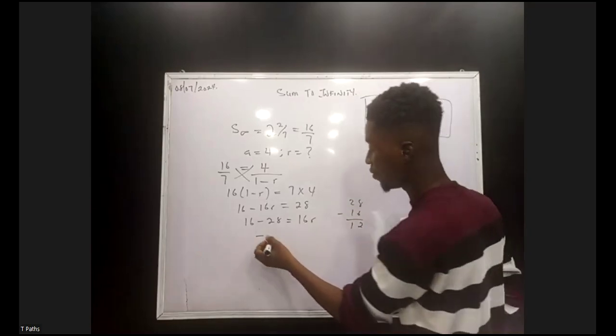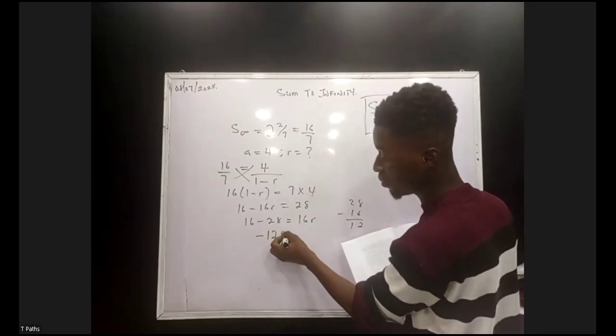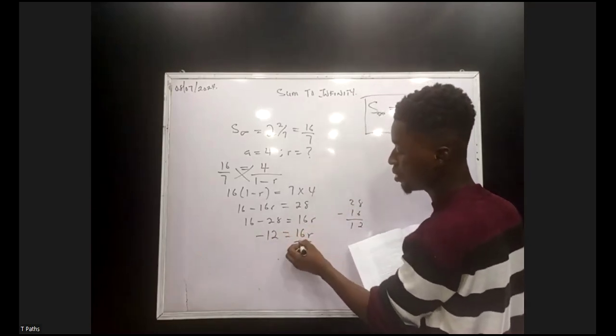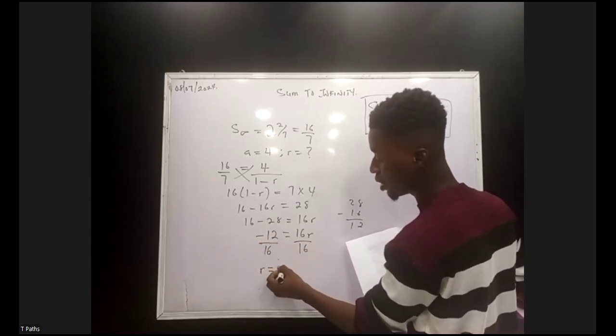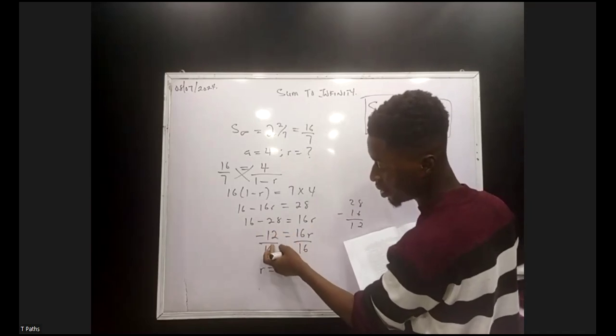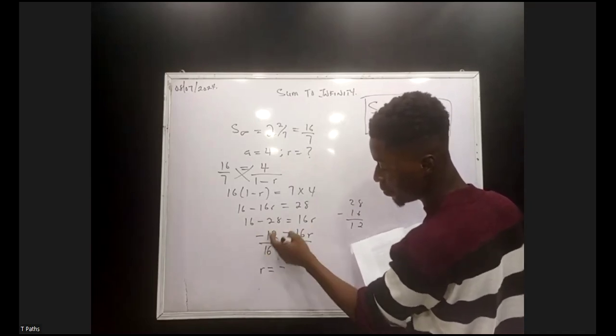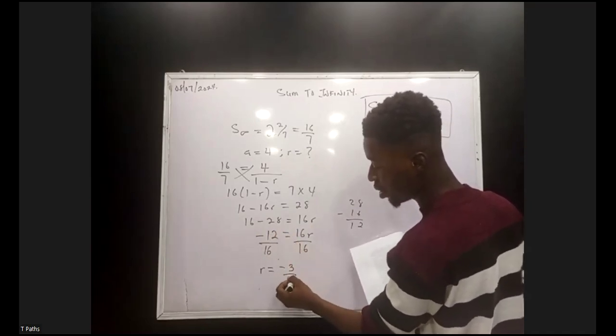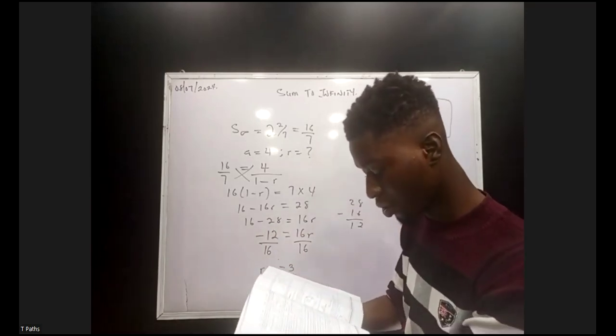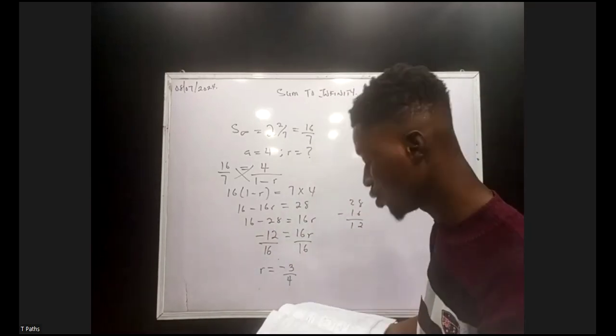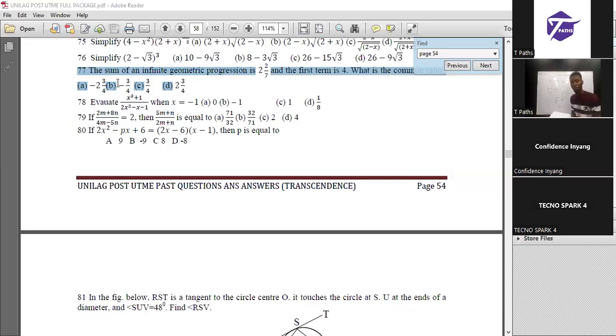That's 12, probably. So I have minus 12 equals what? 16. I divide both sides by 16. So that tells me my R is what? Negative, but you can divide both sides by 4, up and down. So I have 3/4. So in this case, my R is option B, minus 3/4, which is the answer for the common ratio in this case.